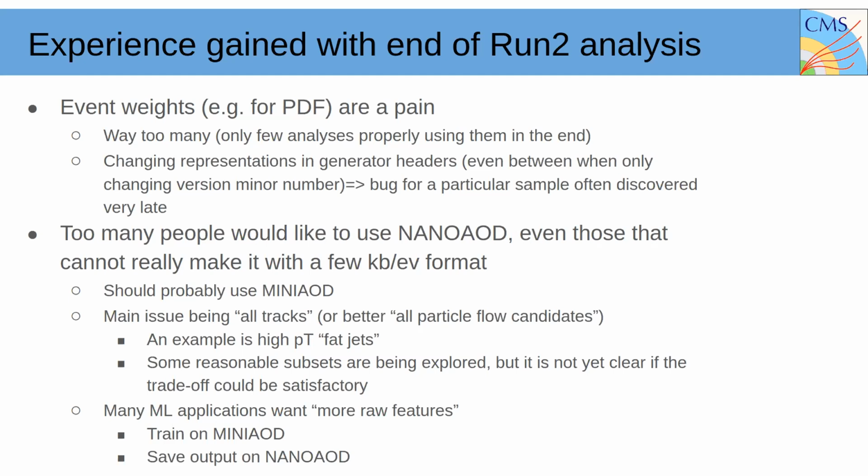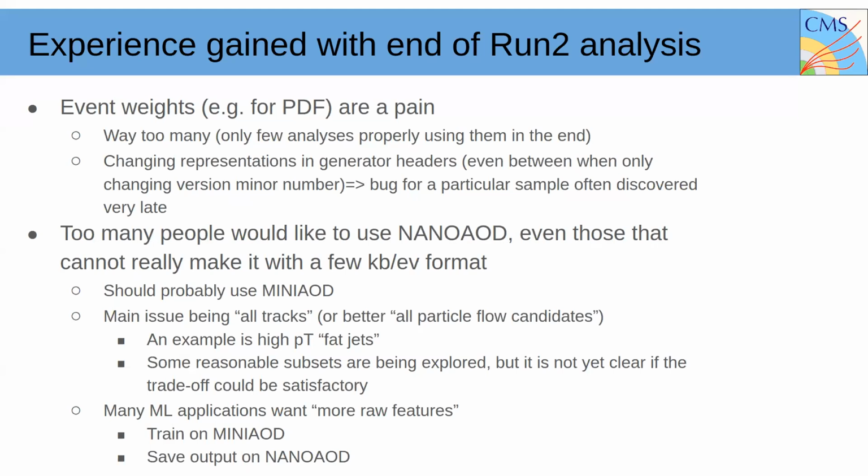There were also plenty of bugs. When you try to standardize the usage of those weights, you figure that each generator describes them in a different way. So we had much trouble. But now we are converging, reducing the precision and trying to do such that we can store those. Now, another problem is that too many people use a format like NanoAOD, even those that cannot really make it with a few kilobytes per event. And those should probably use mini-AOD instead.